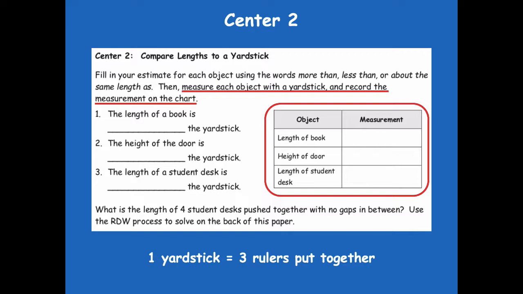And then don't forget to answer the question on the bottom where it says, what is the length of 4 student desks pushed together with no gaps? So you could think about that as maybe 4 chairs pushed together that you have at your house, or just push together 4 objects and label what the objects are. So as we look at your paper, we'll know what you're measuring.